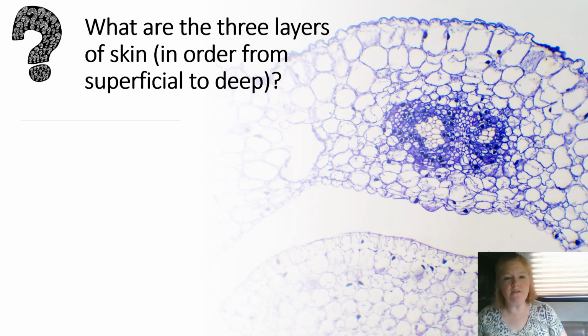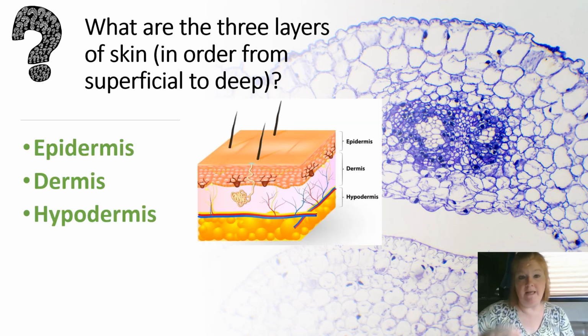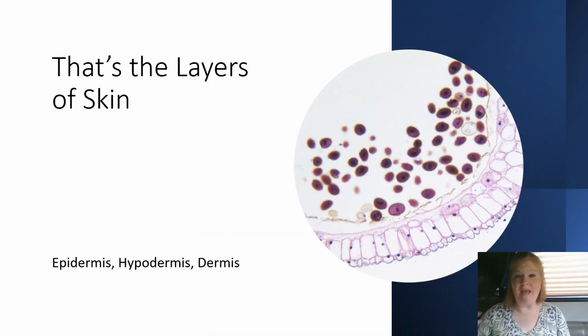What are the 3 layers of skin in order from superficial to deep? Epidermis, dermis, hypodermis. Remember the epidermis, 5 layers, dermis, 2 layers, hypodermis, just 1. And there you have it. That's the layers of the skin, the epidermis, the dermis, and the hypodermis. And you know it, I hope you learned something new today.